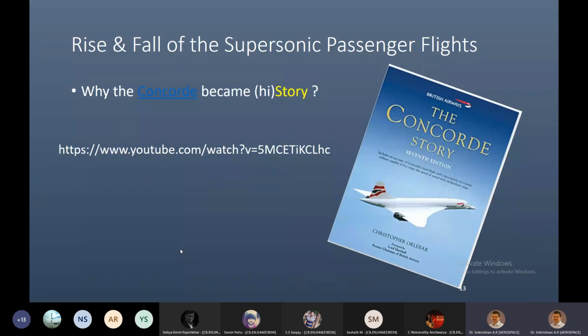And not only that, the delta savings in time, when you consider the total time required for the travel, probably was not sufficiently high to justify the additional cost that a passenger has to pay for it. So there could be several reasons for why they had to stop in 2003, and more importantly, why they don't have in the last 2 decades a successor for Concorde.